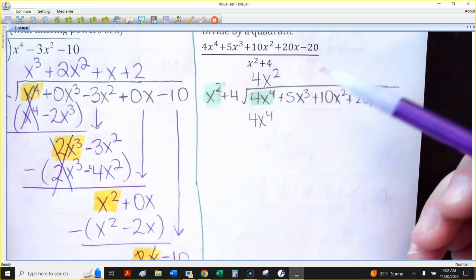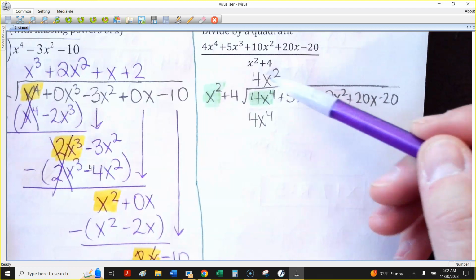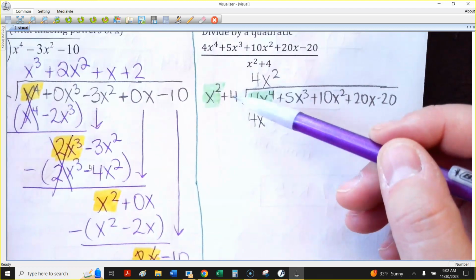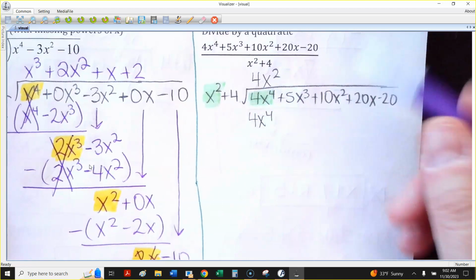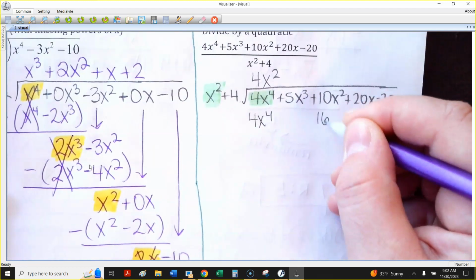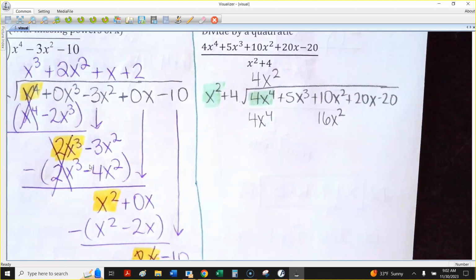But when I multiply 4x squared times 4, 4 times 4 is 16, times x squared would be 16x squared, which I'm going to line up way down there with the other x squared term. So that's why this one's a little bit weird.